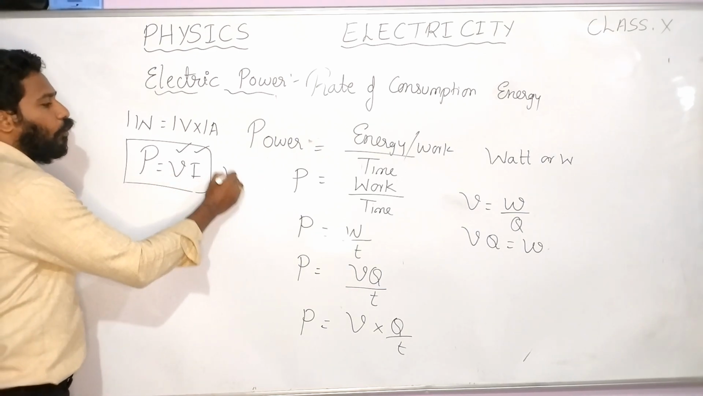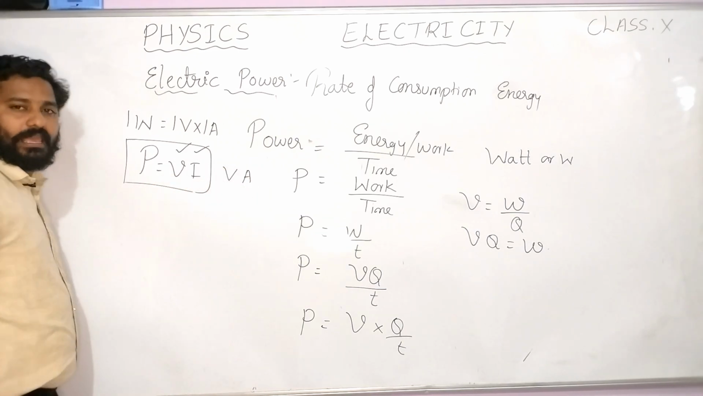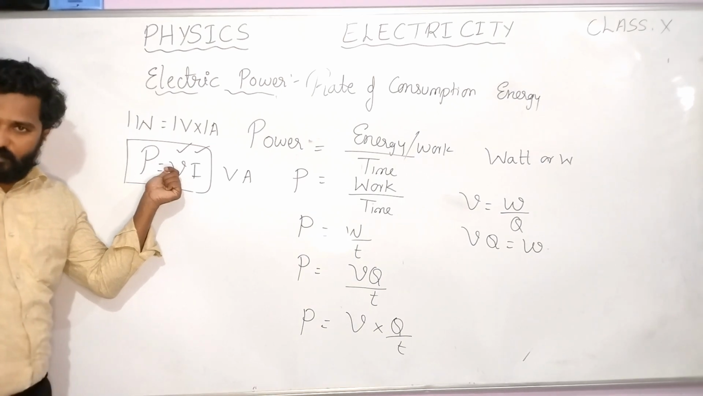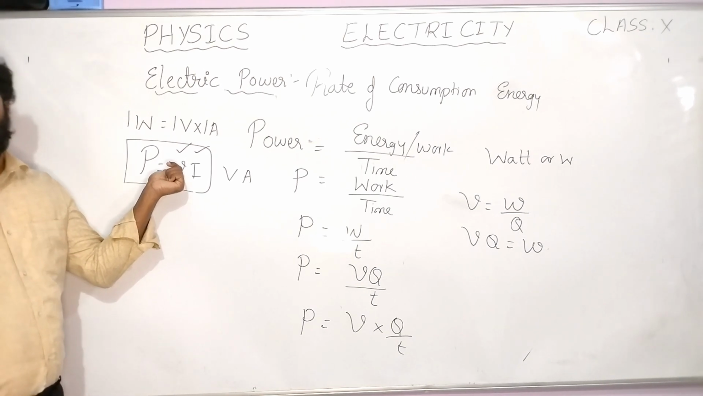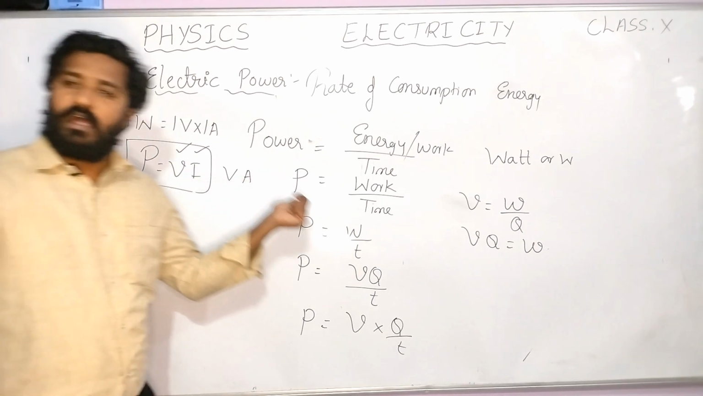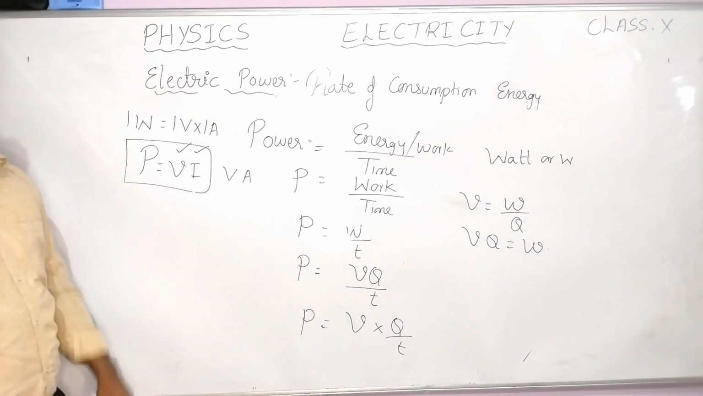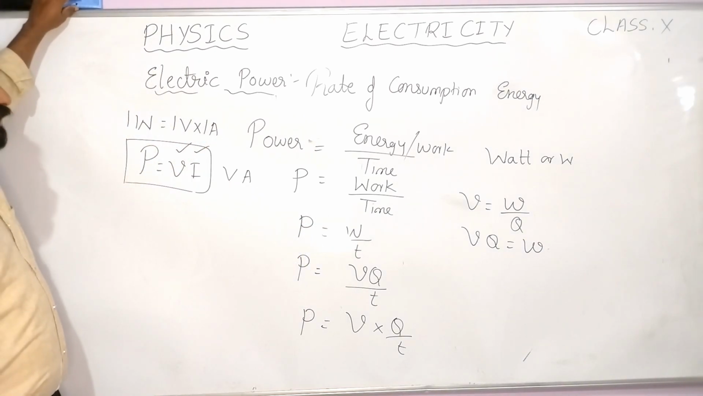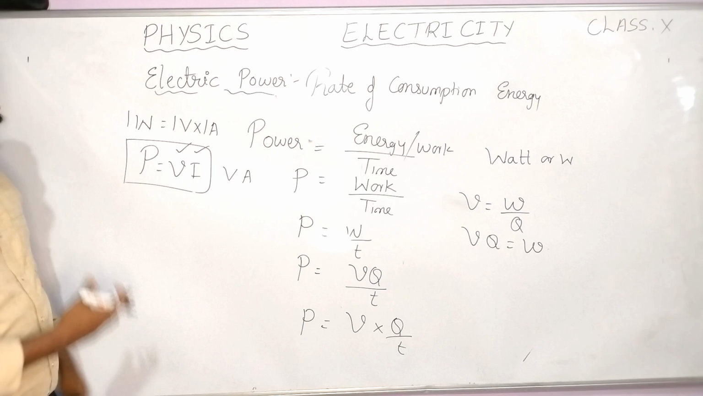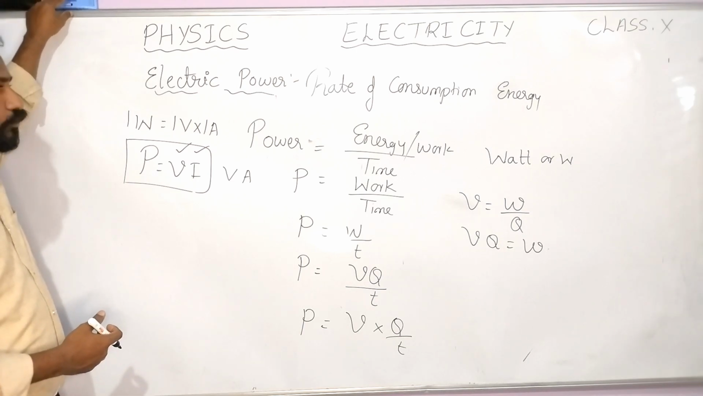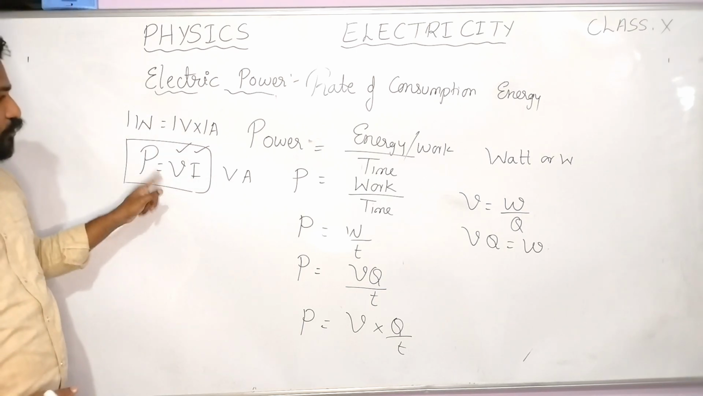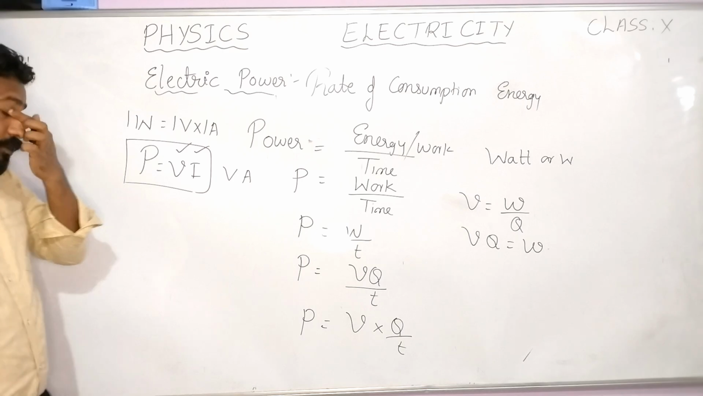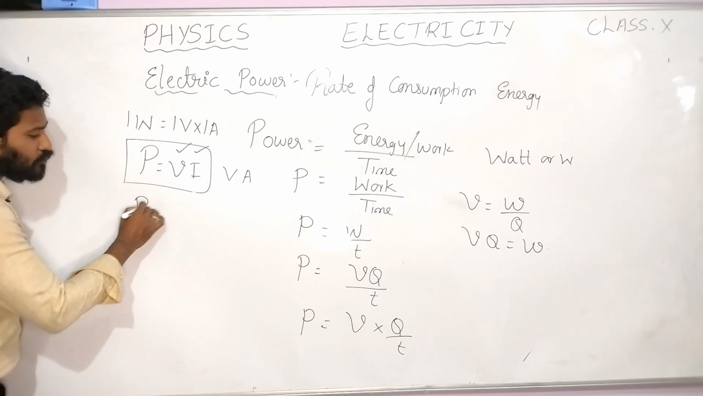So volt ampere, VA. Volt is the SI unit of potential difference, and A is the SI unit of current, ampere. So VA also we can say. Whenever we say that, this expression is also very important. They may ask you to derive. So P is equal to VI, you have to write.